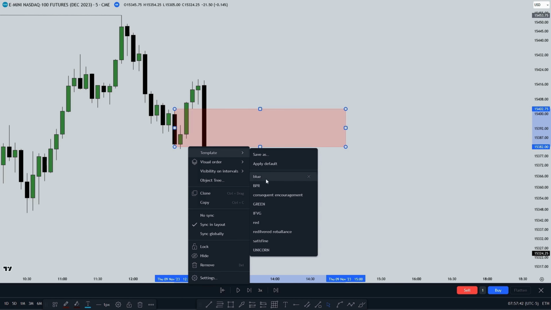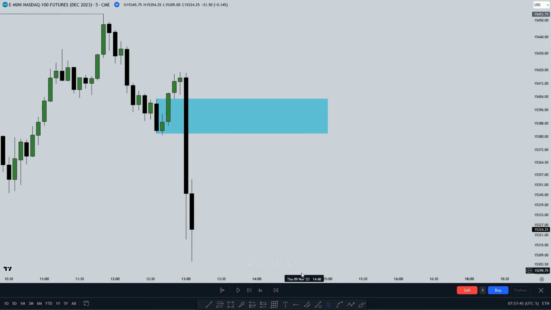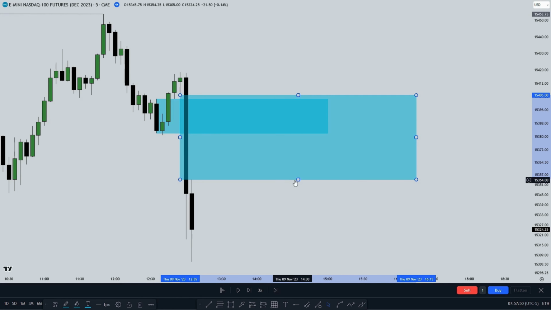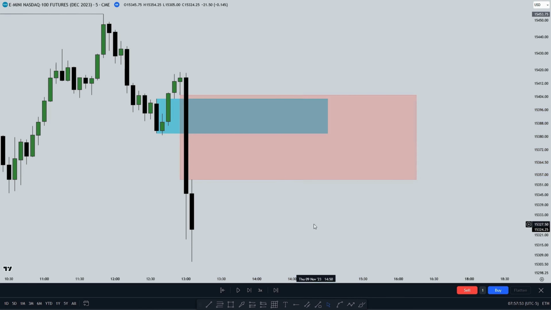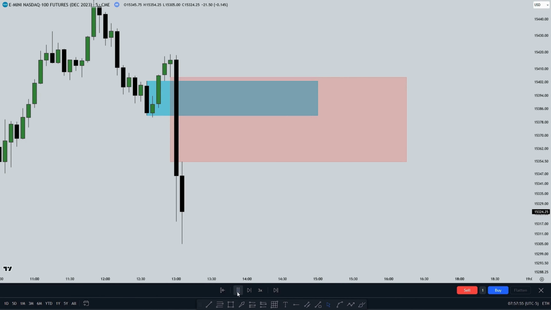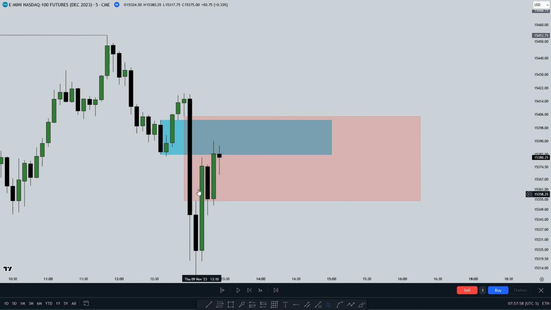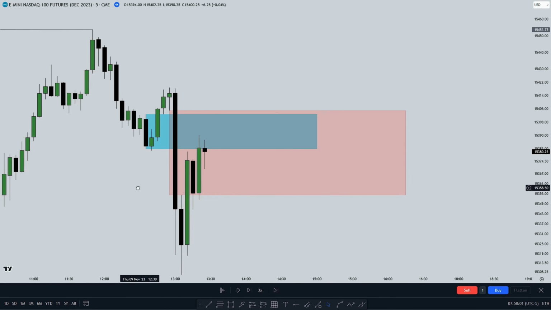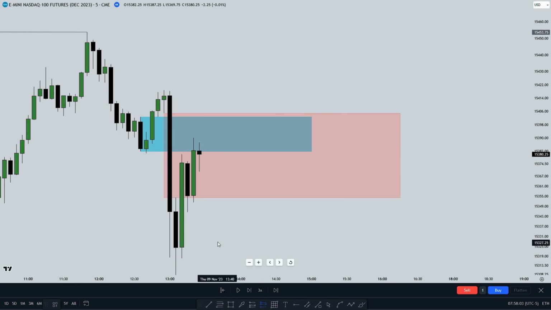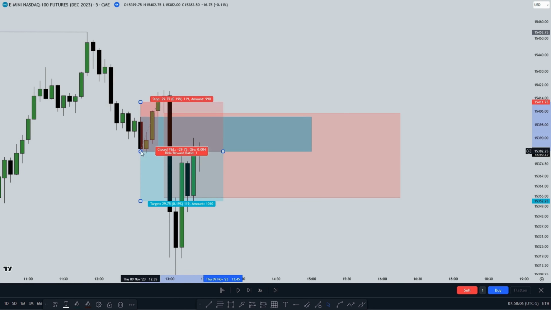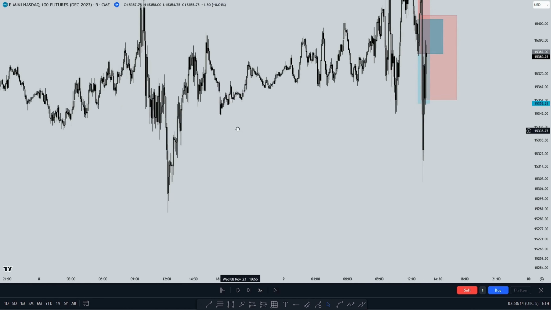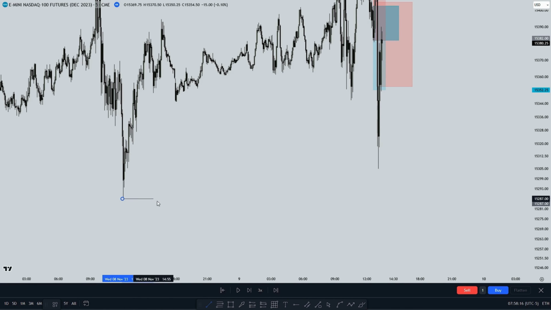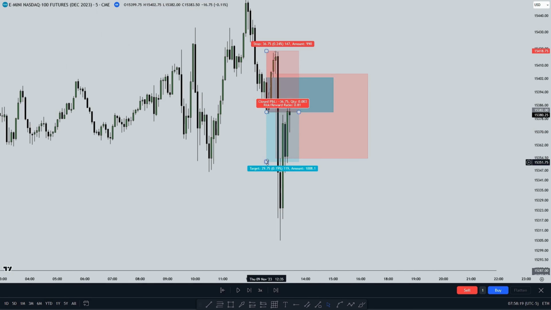So now that we have our mitigation block, we want to find a fair value gap. And right here we have a large fair value gap that we could use with our mitigation block. So let's see what happens. Right here we touch our mitigation block. So if you were to take a trade entry, you would short right at the bottom of the mitigation block and put your stop loss at these highs and target this sell side liquidity all the way down here.